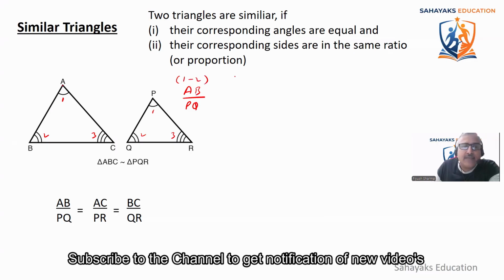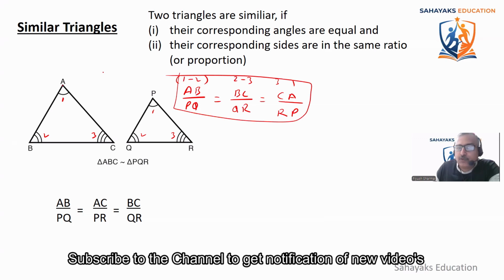Now, if I am writing angle 2 to 3, then in both these triangles it should be the same. 2 to 3 is BC by QR. And 3, 1. So 3, 1 is CA by RP. So we have to write in this format. You have to write in this format.